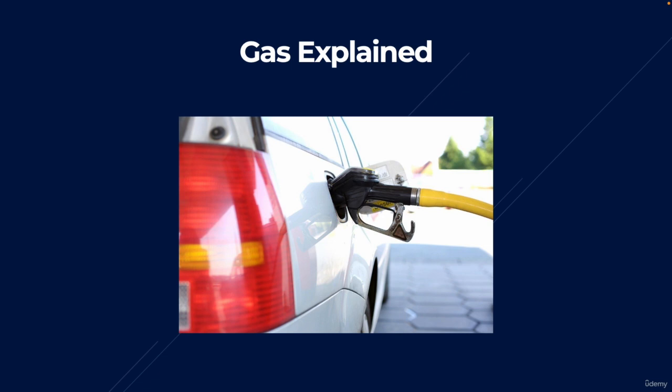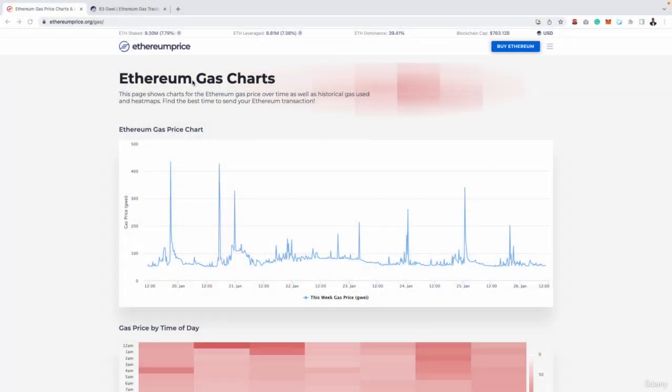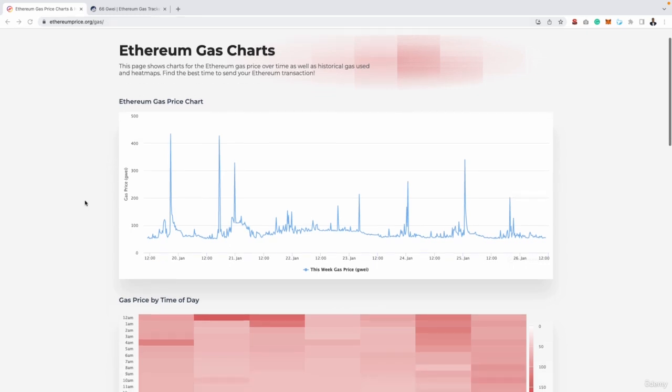If you choose not to pay for the gas, then your car, aka transaction, is not going to go anywhere. If you ever want to figure out how much gas costs in a specific moment, then you can use this website right here, ethereumprice.org/gas. I will include a link to this in the resources for ease, but essentially what this will do is it will show you the price of gas over the last week.